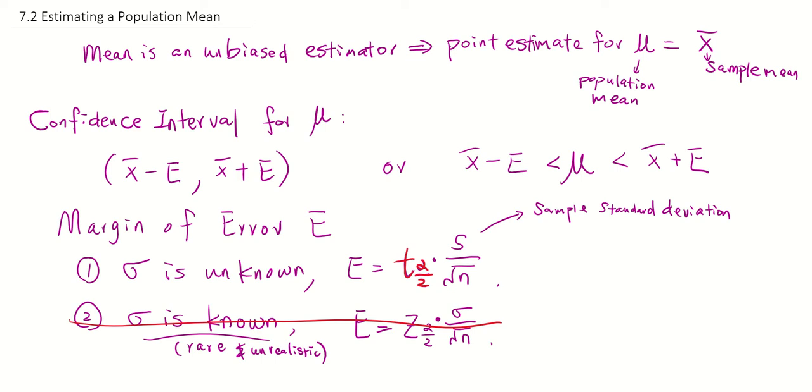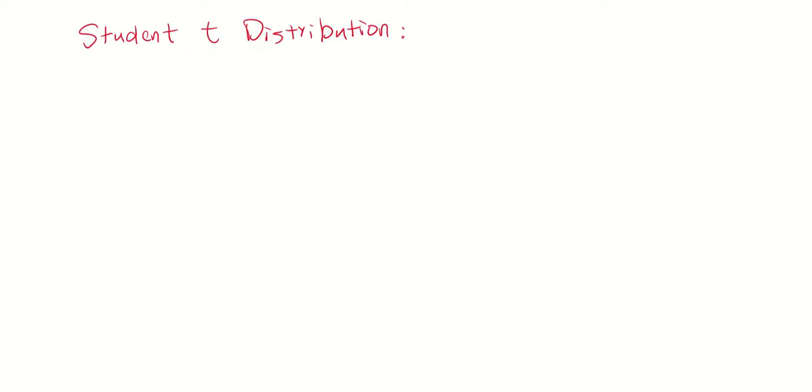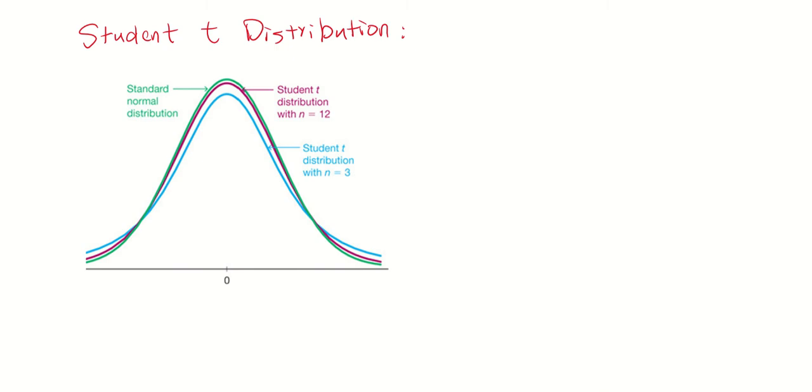Now, what is this t alpha over 2? So here we will introduce a new kind of distribution. It's called the student t distribution. Let's look at this graph. This green curve is the standard normal distribution, the one with the z-scores. The red one is the student t distribution with n equals 12, and the blue curve is the student t distribution with n equals 3.